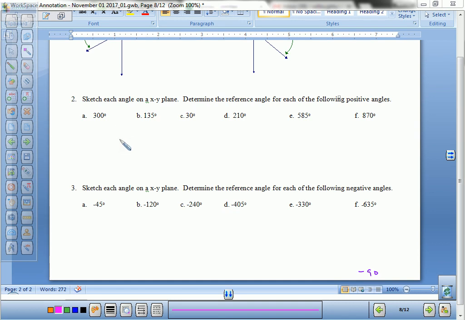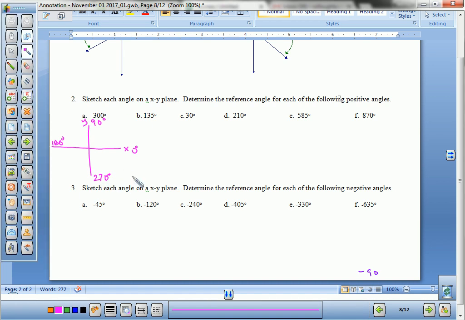of the following positive. Alright, so how would this go? What we would do is we would sketch our XY. We would think about, once again, that this is 0, this is 90, this is 180, this is 270, this would be 360, we could keep going, okay? We want to go 300 degrees. So this would be 180, 300 would be about halfway. All right, 300 degrees, and there's my terminal side.